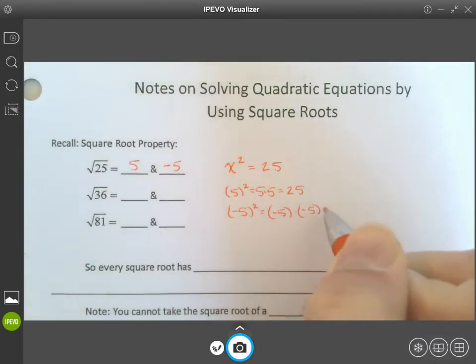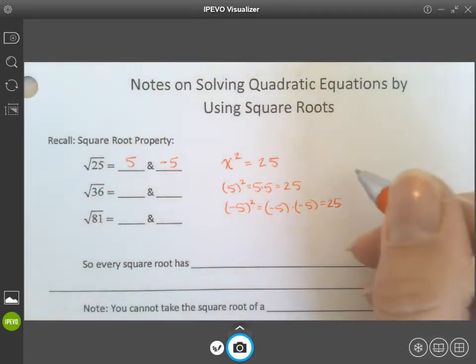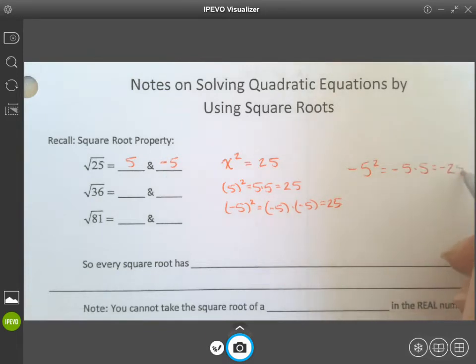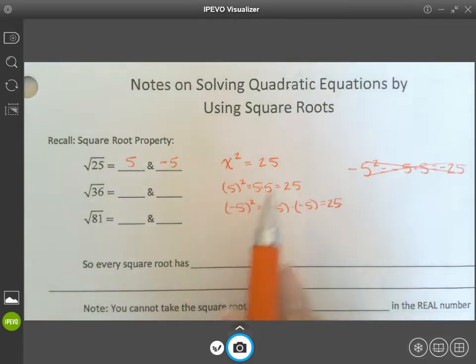Now, I've been really pushy when you guys use your calculators about putting your x's in parentheses, and that's why. If I type this in my calculator, it is going to be negative and then 5 times 5, which is negative 25. We're not doing that. We are taking a number times itself. So if it's negative 5, it's negative 5 times negative 5.